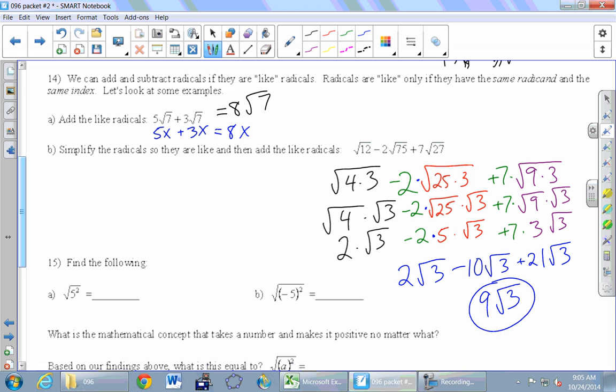Right. So if it didn't happen, like if these were different numbers here, like this was a 5 and this was a 2, then this would be our final answer. We wouldn't be able to go any farther.